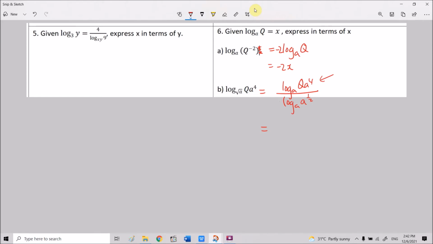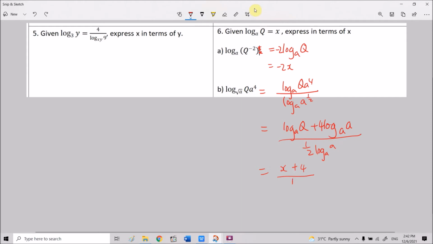So for the numerator part, I can rewrite this as log base a of q plus, using the multiplication rule, log base a of a to the power of 4. And the 4, I can write it in front here. For the denominator, I have this. So log base a of q is given as x. Log base a of a here is 1. Log base a of a is 1, so it's 1 over 2. So if you want to further simplify this, here you have 2x plus 8. This is the final answer.